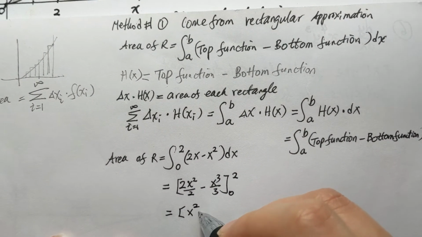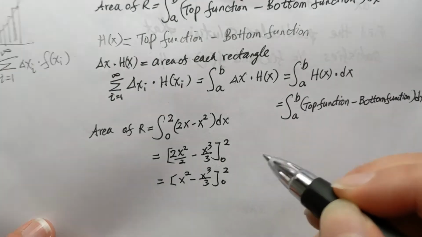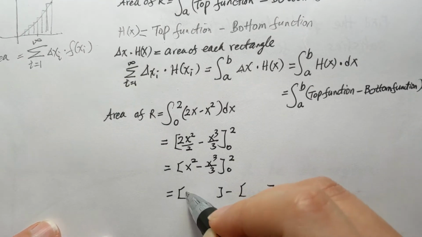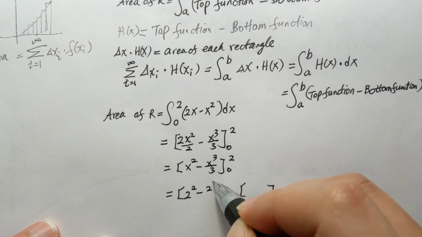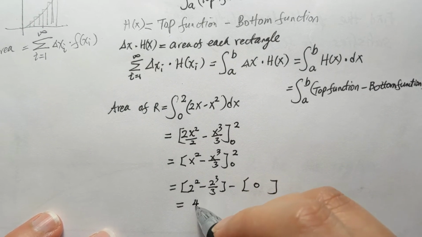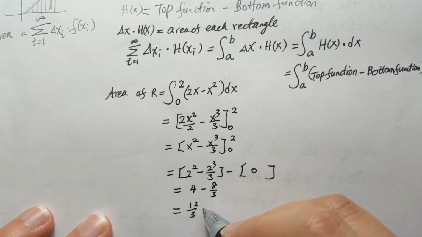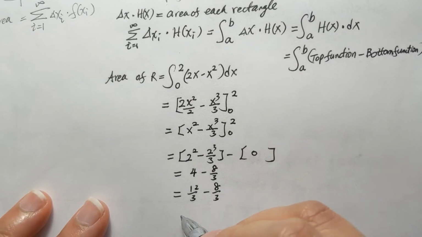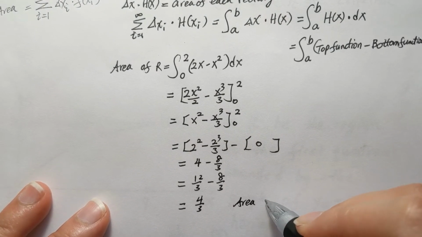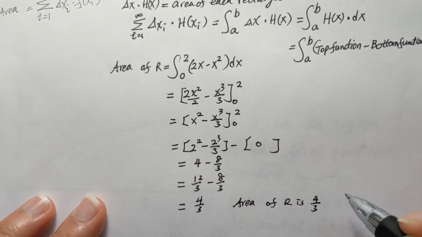We simplify. And now we're going to do substitution. 2 squared minus 2 to the third power over 3. And then here you get 0. So you get 4 minus 8 over 3. And then you get 12 over 3 minus 8 over 3. And the final answer is 4 over 3. So that means the area of R is 4 over 3 square units.